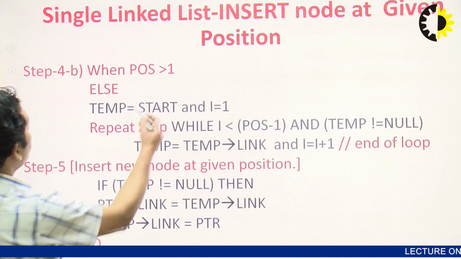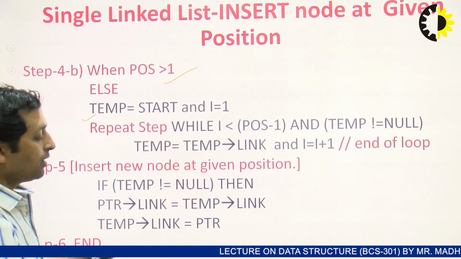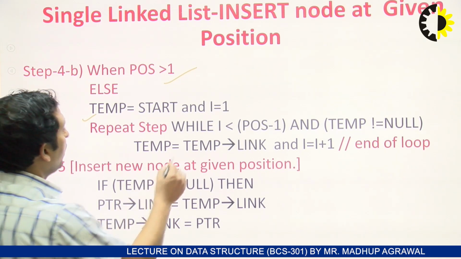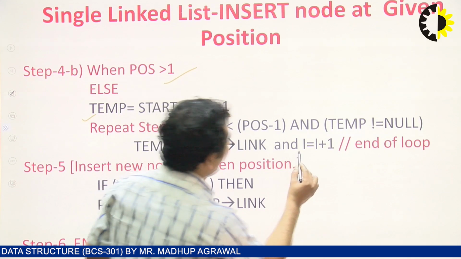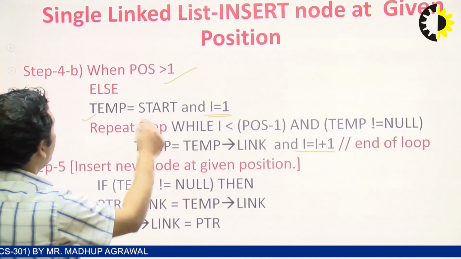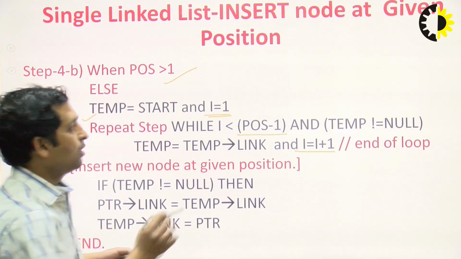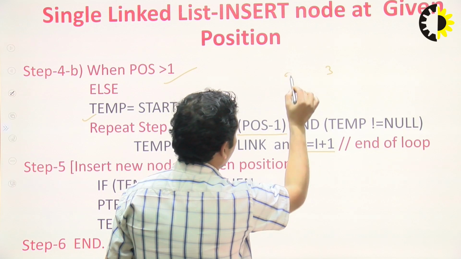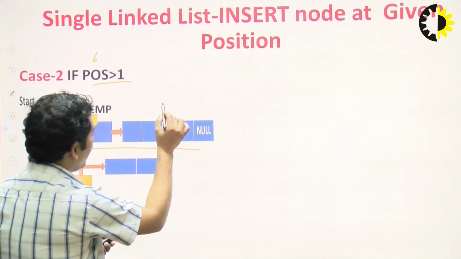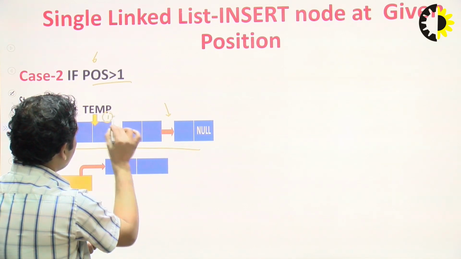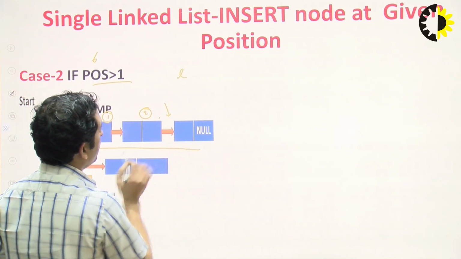Now the fourth way: when position is greater than 1, then what to do? Assign the temp used for traversing, as used in insert at the last position. And here a new thing is L equal 1, L means location equal 1. Then we update the location L to L plus 1. And how many times do we repeat this? Up to position minus 1. Means if you want to insert at the third position, then traverse up to the second. In the figure, if you want to insert the newly created node here, we must traverse location 1, then node 2. If position is 3, then up to 2, then insert at this point.